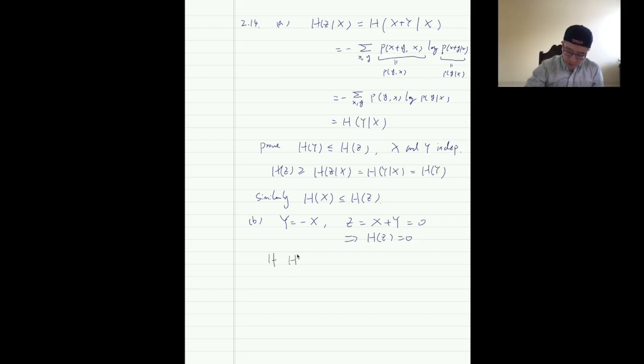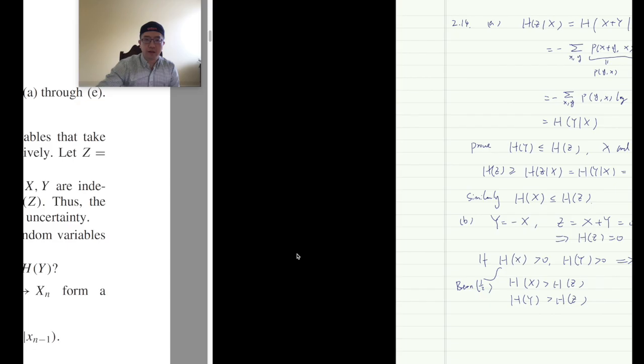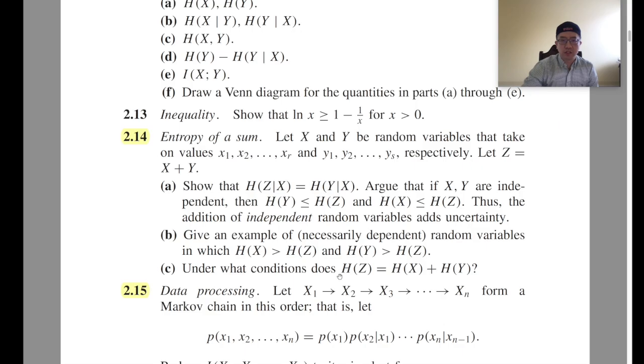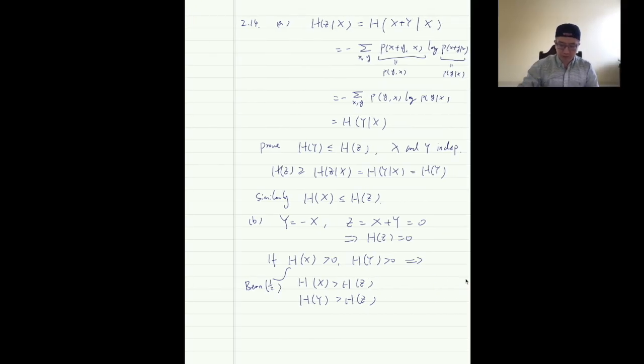To make sure that X is bigger than 0 and Y is bigger than 0, we can show that H(X) is bigger than H(Z) and H(Y) is bigger than H(Z). One example is that this should be Bernoulli half. Okay, so that is for part B, and let's see part C. Under what condition does this hold? H(Z) equals this plus that. Let's see how we can solve that as well.